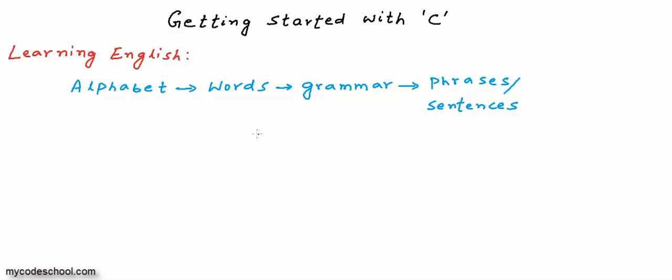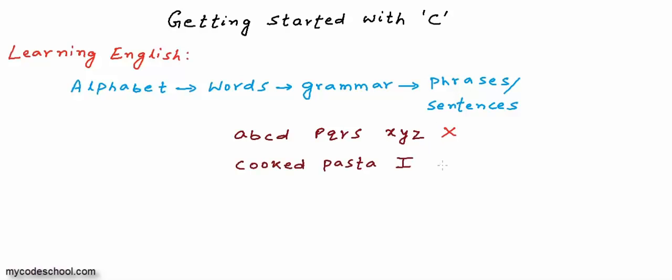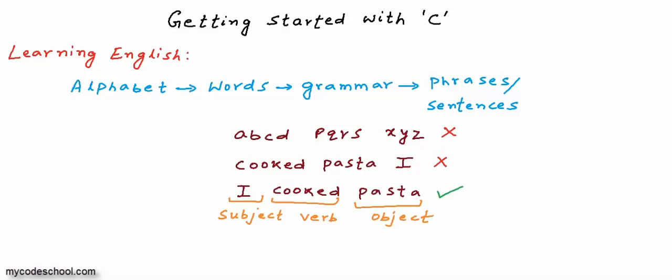There are a couple of things. First of all, we must use valid words. This sentence does not make any sense because the words are not valid. This sentence, even though the words are valid, once again is not a valid sentence. As per English grammar, a simple sentence like this should have a structure like subject, verb, object. Once we know how to construct phrases and sentences, then we can write paragraphs, we can write poems, we can write stories, we can do so many things.